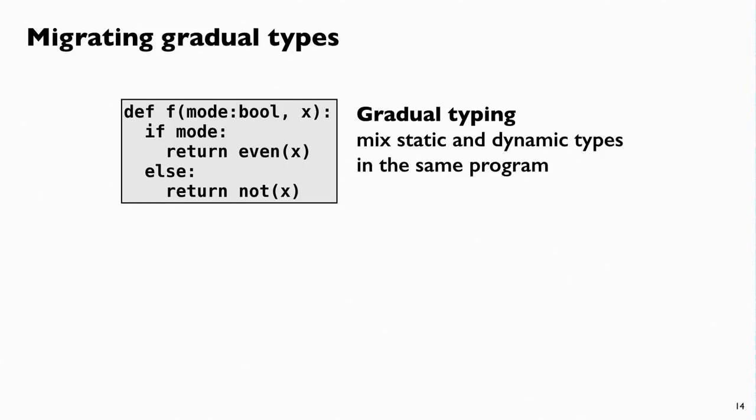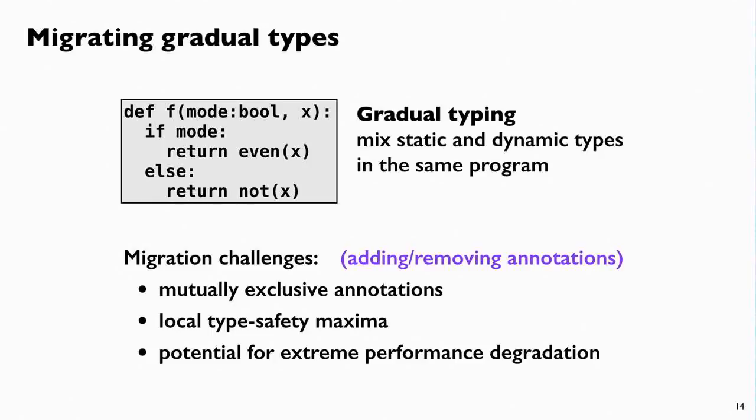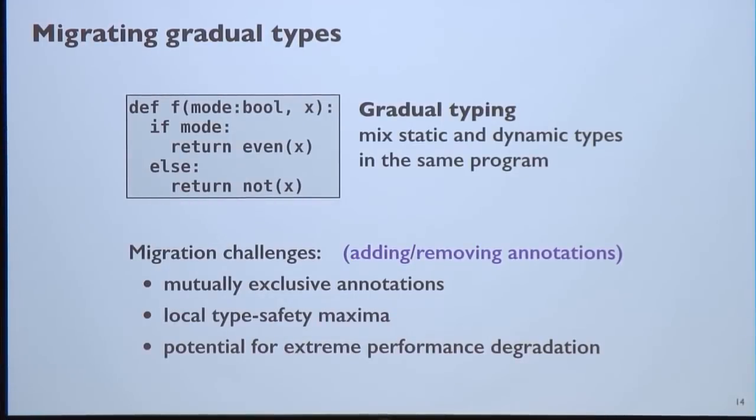Oh shoot, I'm slightly over. So we also apply this to gradual typing. It's really cool, but I took way too long explaining the other thing. So let me just say real quick. Gradual typing is all about mixing static and dynamic types. But a big problem is migrating between gradually typed programs. When you're adding type annotations, you can get into a place where you can't add any more type annotations, but you're not in the most statically typed program. There's also potential for huge performance degradation. There are papers written about how gradual typing is broken fundamentally because of this performance degradation problem.